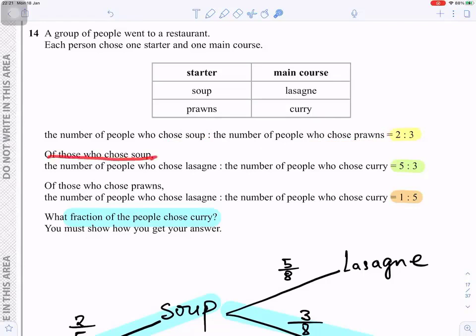Of those who chose soup, the number of people who chose lasagna is to the number of people who chose curry is 5:3. Of those who chose prawns, the number of people who chose lasagna is to the number of people who chose curry is 1:5. What fraction of the people chose curry? You must show how you get your answer.